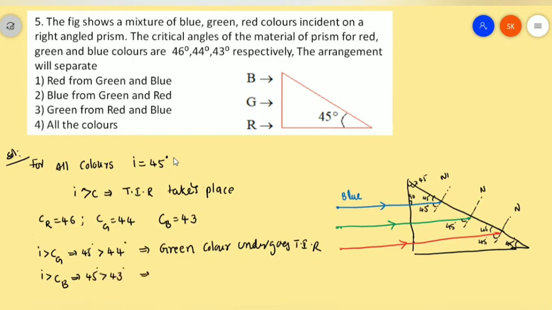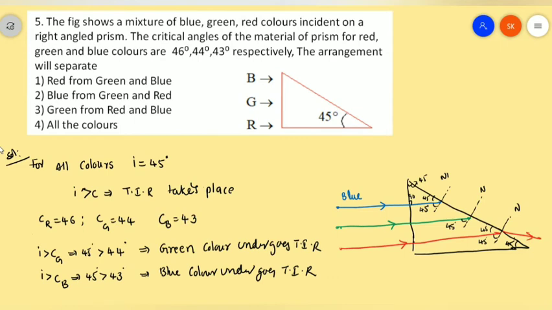That's why blue color undergoes total internal reflection. But the condition I greater than c is not obeyed for the red color. I is 45, and the critical angle of red color is 46. What happens if it is satisfied? It cannot satisfy the second condition. I is 45, the critical angle of red color is 46, and 45 is not greater than 46, so the red color does not obey. That's why the red color will transmit like this.